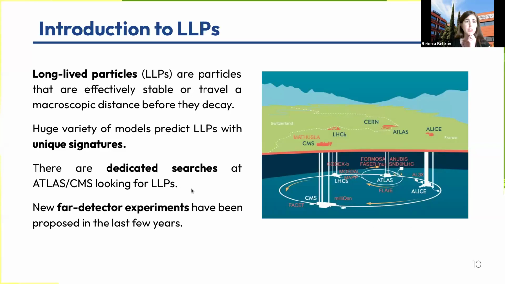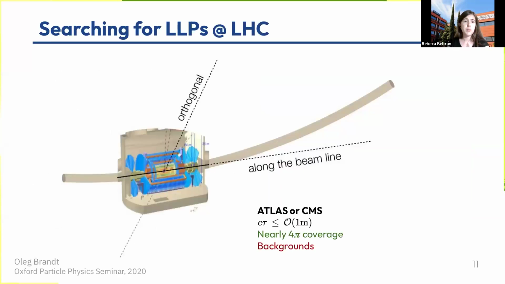And also, huge interest in this topic has led to several proposals for far detector experiments, which are specifically designed for LLP searches. But before discussing some of them, let me comment on the role of the main detectors at the LHC. Their main advantage is that they cover nearly the entire solid angle around the interaction point, so they can see everything that's going on except the invisible particles.